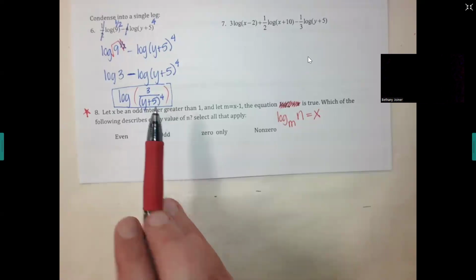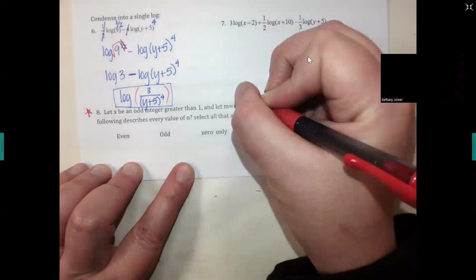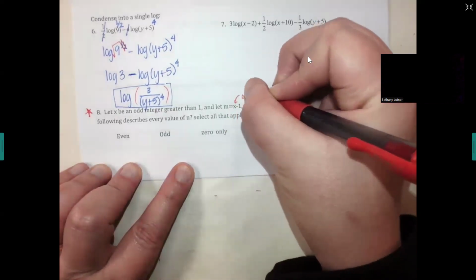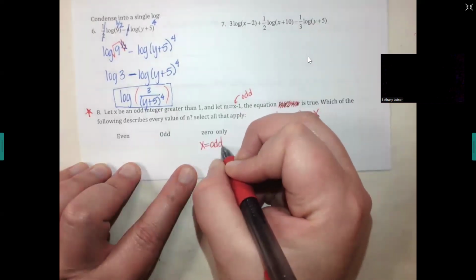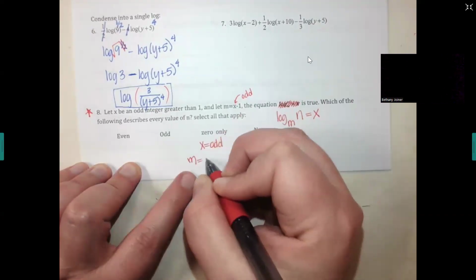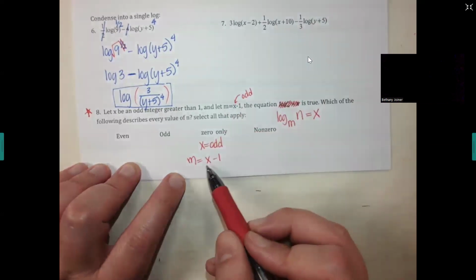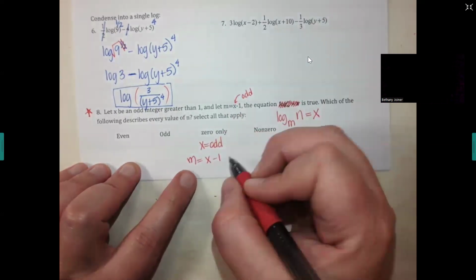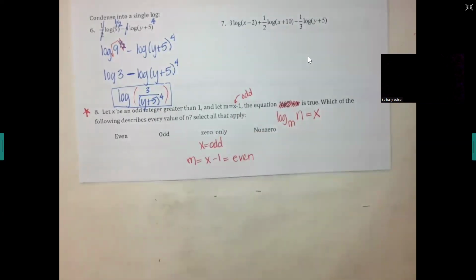Then it says that m is x minus 1. Now remember, x is odd. So I have a quick question for you. If x is always odd and m is x minus 1, think about it: if this number is odd and I take away 1, that means it's always going to be even. Think about any odd number you can think of, if you take away 1 from it, now you're on an even. So that means that my m has to be even.